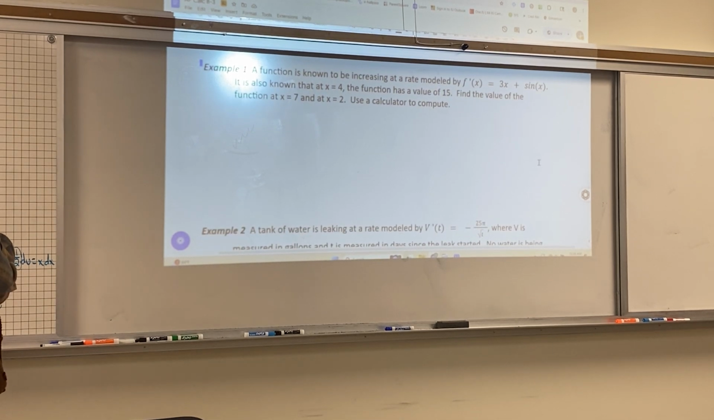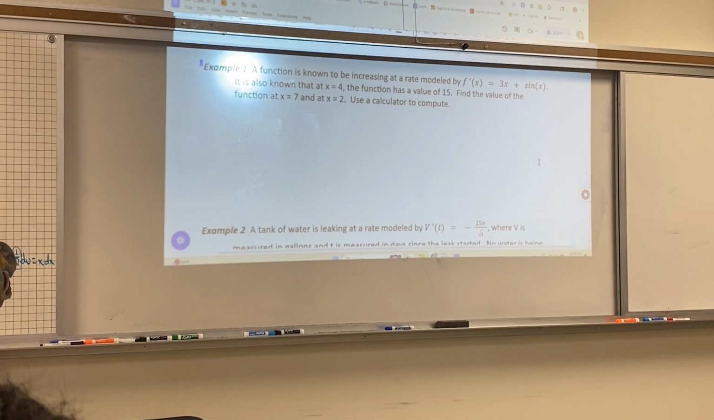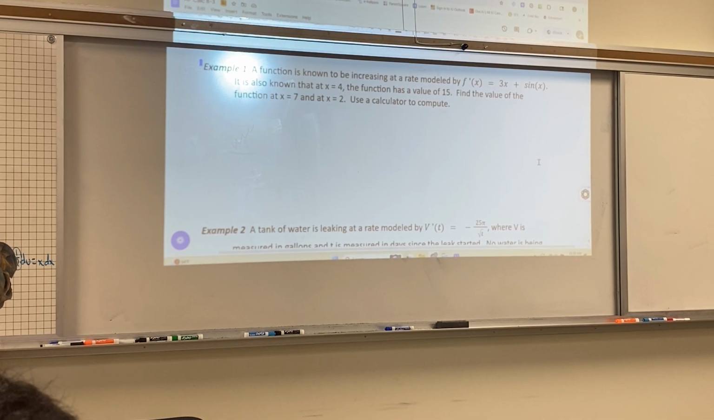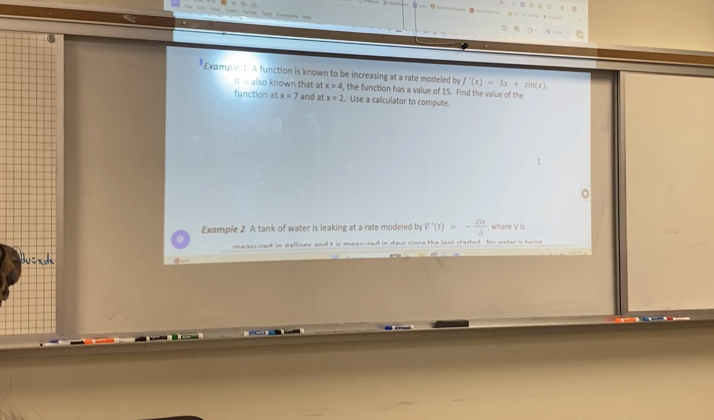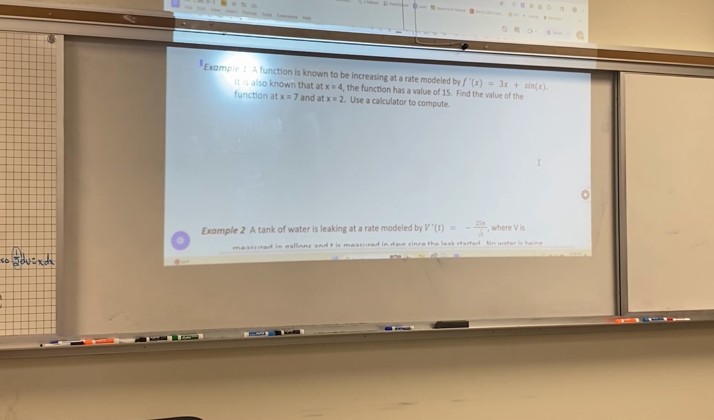A function is known to be increasing. That might be good to know. At a rate. Oh, rate. That means derivative. Well, there is the derivative, f prime of x, 3x plus sine x. It's also known that at x equals 4, the function has a value of 15. Find the value of the function at x equals 7, and then again at x equals 2. You might want to use a calculator to compute this.